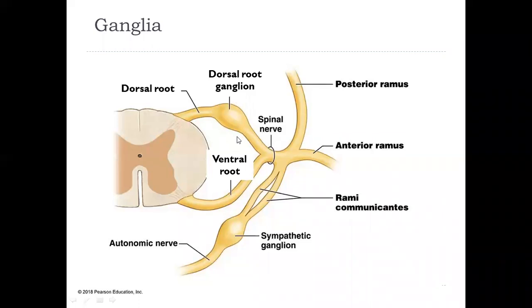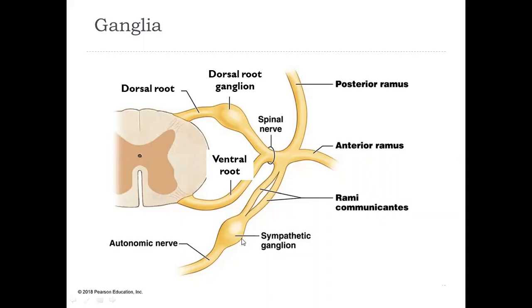The dorsal root ganglion is sensory in function. Whatever I described right now, all the spinal nerve and its components, belongs to the somatic nervous system, which is for the voluntary activity of the body.